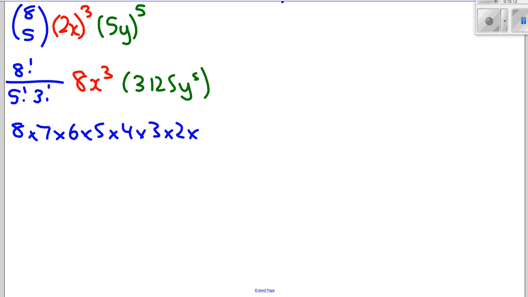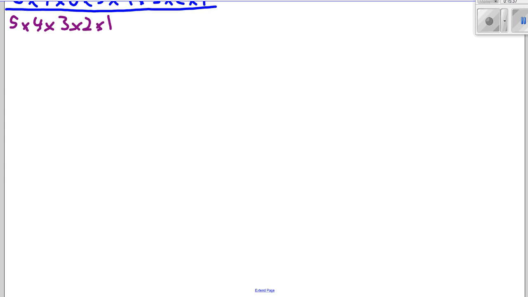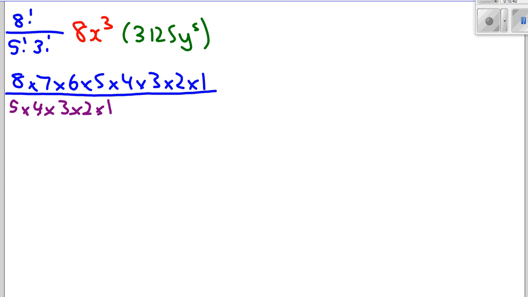Mine's all basically the same. So what's nice is loads of it does cancel down, which is good. So we've got 3 factorial, no, 5 factorial, isn't it? Yeah, 8 and 5. I keep putting the wrong ones in the wrong spot, don't I? 5 times 4 times 3 times 2 times 1, over 3 factorial times 3 times 2 times 1. Great. And then cancel down.